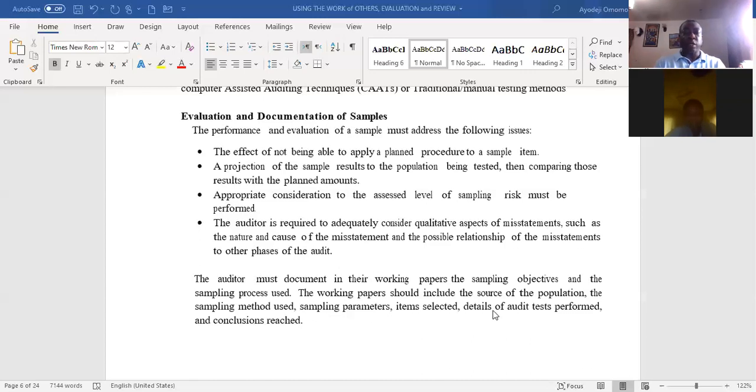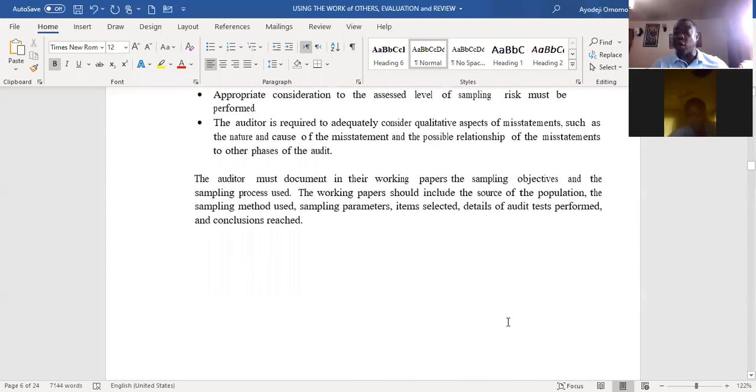So the auditor is required to adequately consider the qualitative aspect of misstatements, such as the nature and cause of the misstatement, and the possible relationship of the misstatement to other phases of the audit. So you must document your work. What were you expecting? What are your plans? What did you get from your expectation and the actual result? What was the assessed level of sampling risk? You need to document it, and it must be documented in your working paper.